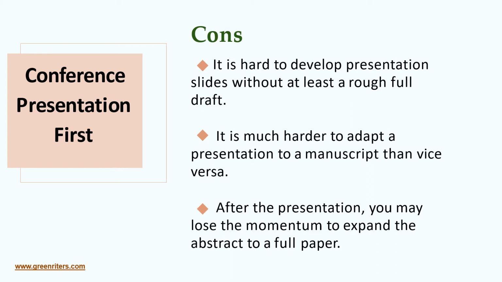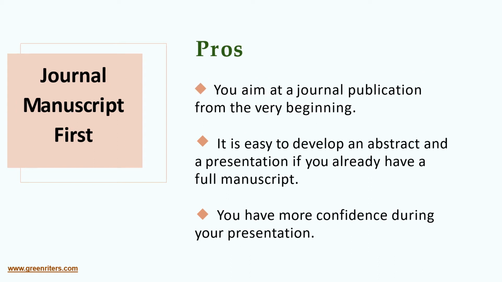How about a journal manuscript first? Again, we're going to look at the pros and cons. The pros of a journal manuscript first. A clear benefit is you aim at a journal publication from the very beginning. Publications generally carry more weight than conference presentations on our CV and are more likely to be cited by other researchers. It is quite easy to develop an abstract and a presentation if you already have a full manuscript.